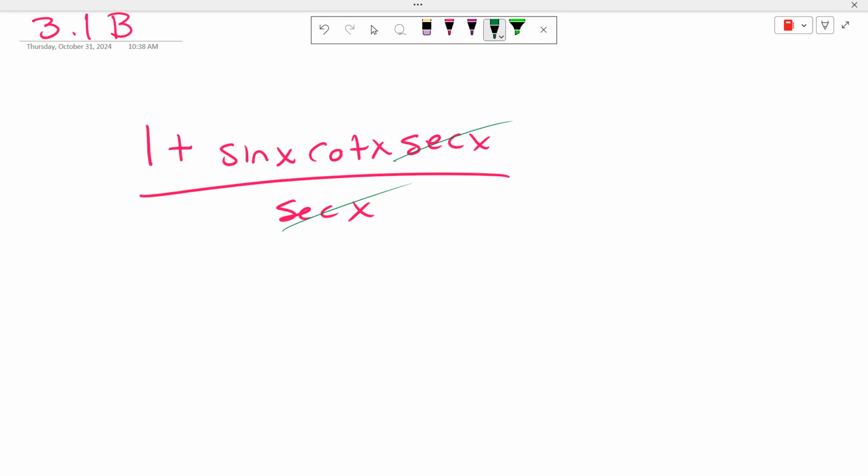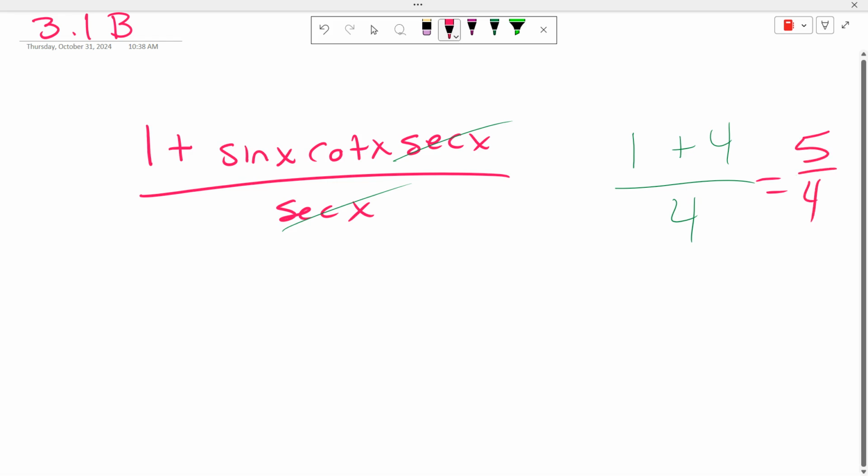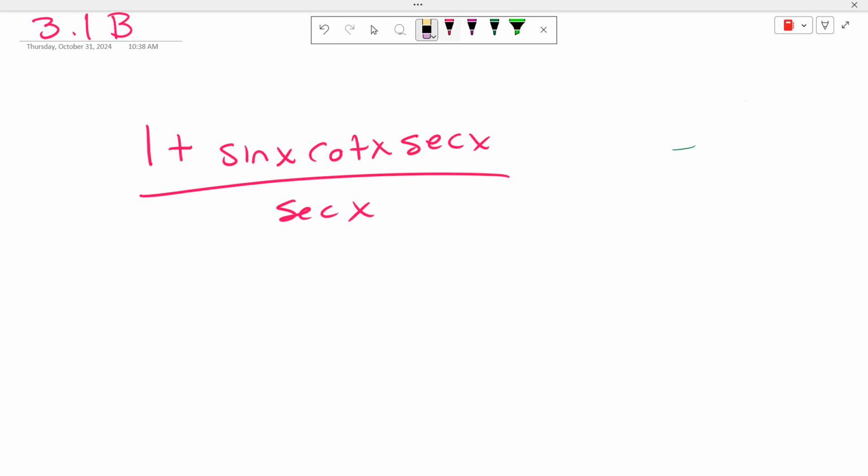Absolutely not. And you're going, well, why not, Mr. Bierschbach? Well, if in this problem I have 1 plus 4 over 4, what does that equal? Well, if you're Molly, it equals 1. But Molly says, I'm smarter than that. It's 5 over 4. This is why you can't just cancel where there's addition and subtraction. Because is 5 over 4 the same as 1? No. So you just can't cancel willy-nilly like that. So no, you can't cancel like that.